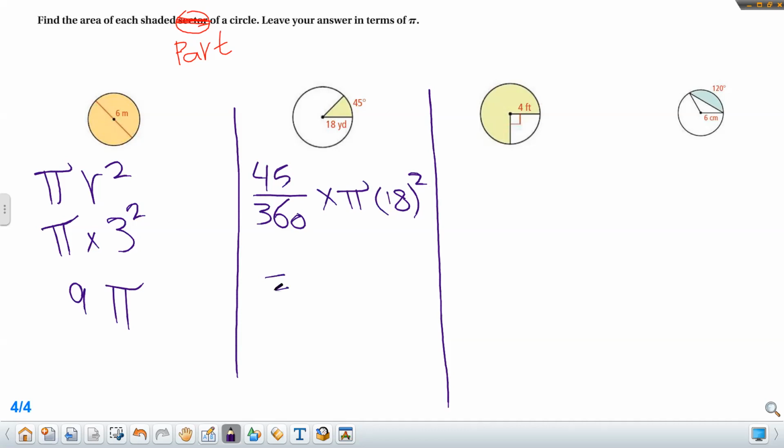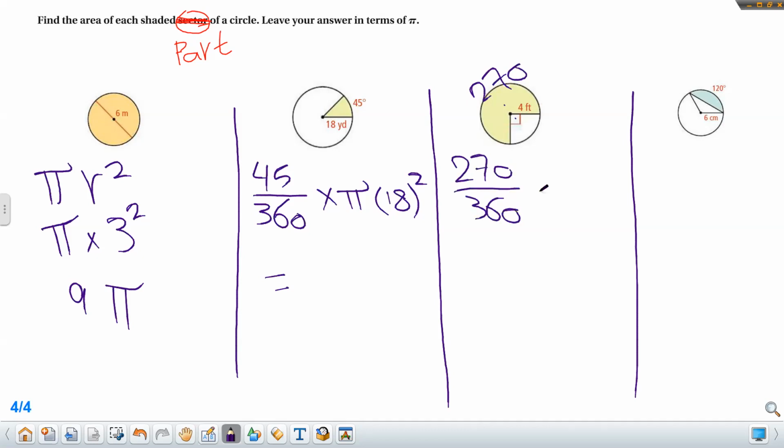Okay, next one. Here, what about the shaded part? Yes, good, it's a sector. What's the measure of this sector? Yes, good, 360 minus 90 is 270. Then the area is 270 over 360 times pi r squared. Okay, then you can evaluate it.